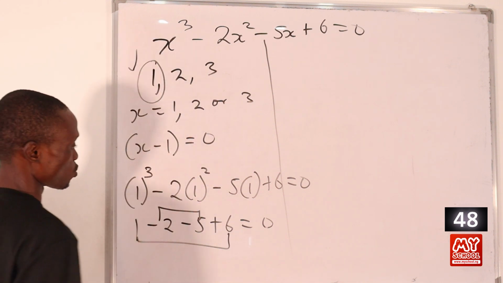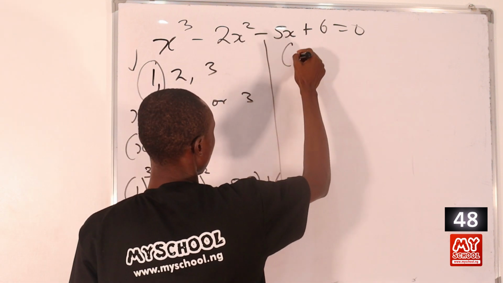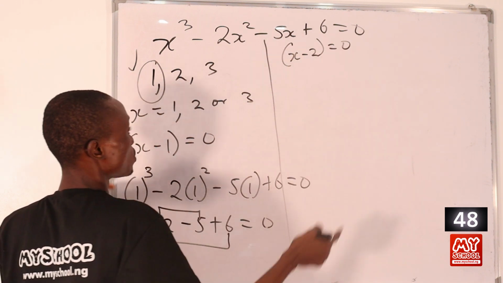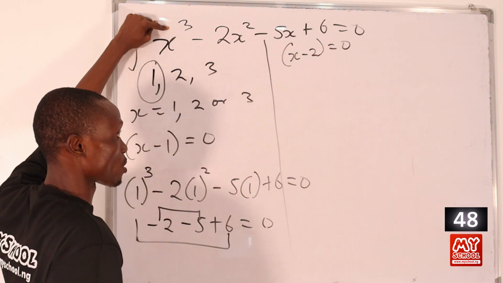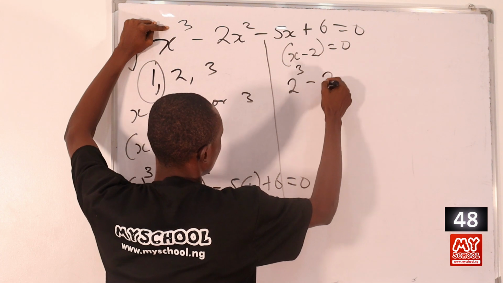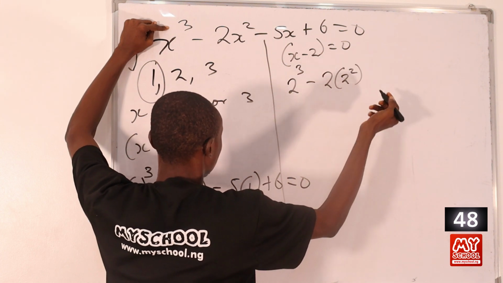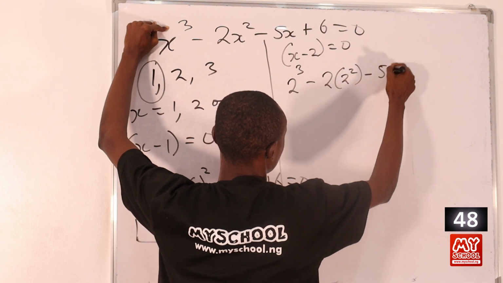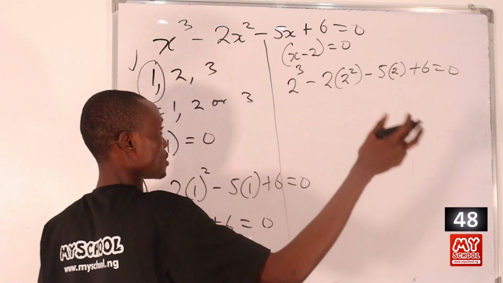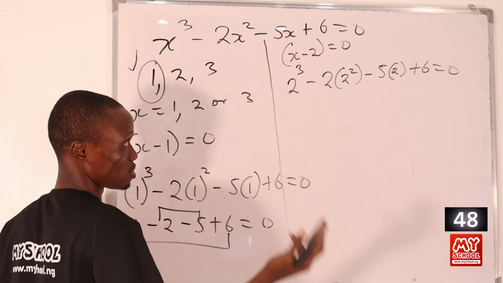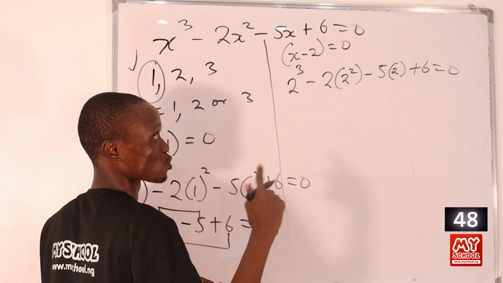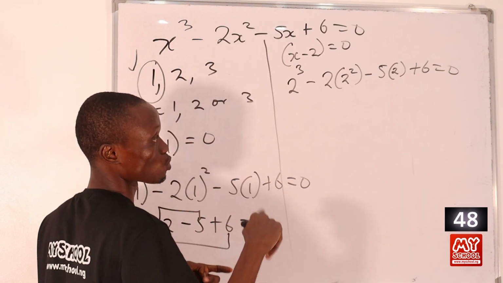So let's try it for 2. For 2, that means we have s minus 2 equal to 0, so that s is equal to 2. So anywhere we see s in this polynomial, we are going to replace it by 2. So let's test. Here we'll have 2 raised to power 3, minus 2 bracket 2 raised to power 2, then minus 5 bracket 2, plus 6 equals 0. Let's see if after adding it equals 0, that means x minus 2 is a factor. But if it's not equal to 0, that means the reverse is the case. That means s plus 2 is a factor, so that x is equal to minus 2.